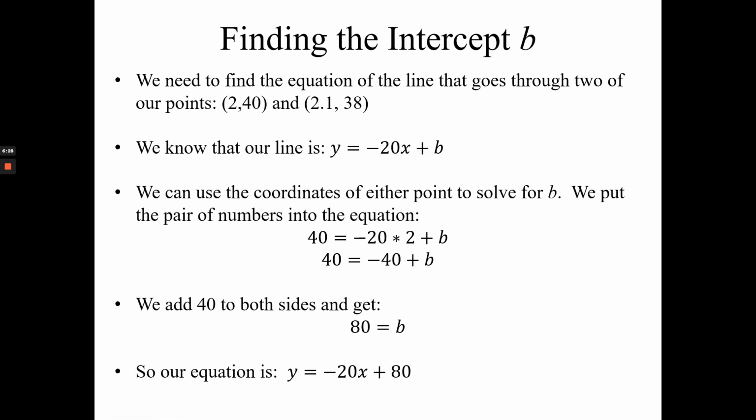Next, I've got to figure out what the intercept, what the b is. I can take either one of those points and plug it into my y equals mx plus b. So y is 40. So 40 equals -20 times the corresponding x value, 2, plus b. -20 times 2 is -40. So I have 40 equals -40 plus b. I want to solve for b, so I add 40 to both sides to cancel out this -40, and I get 80 equals b, and that's my b value, so I can put that into my linear equation. y equals -20x plus 80.